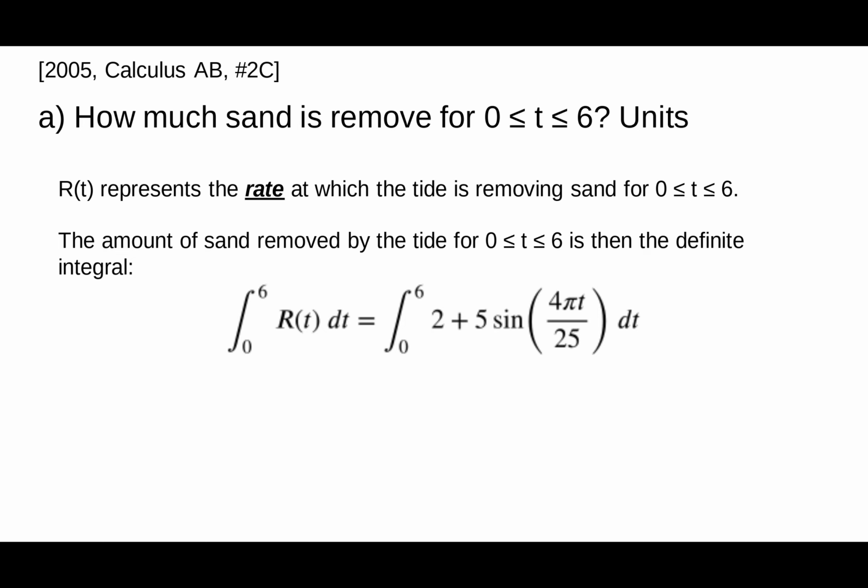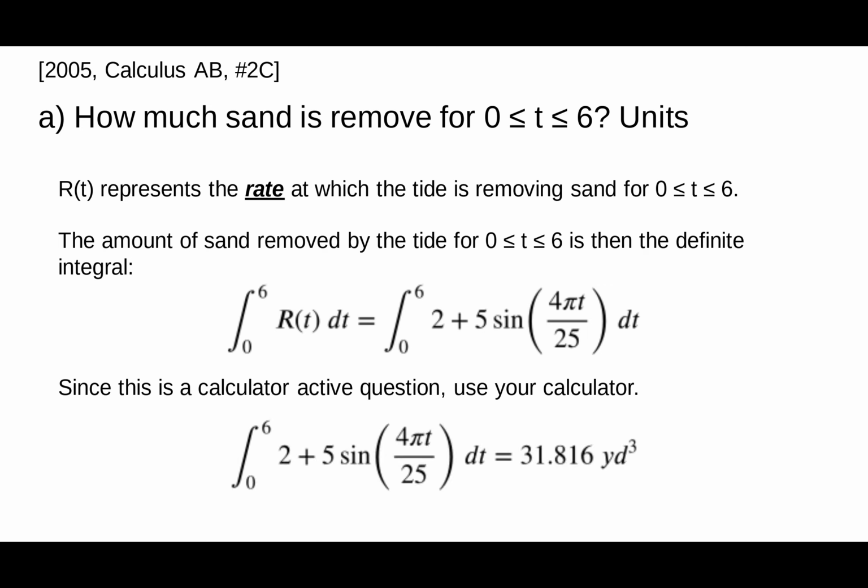We do have a given function for r of t. It's 2 plus 5 sine of 4 pi t over 25. So if we integrate that function between 0 and 6, that would be the total amount of sand removed over that 6-hour period. Now, this is a calculator active question, so please do not waste any time trying to integrate this by hand. Set this up on your graphing calculator. Use your graphing calculator to determine the value of this integral. The value of the integral is 31.816, and then the units would be cubic yards.